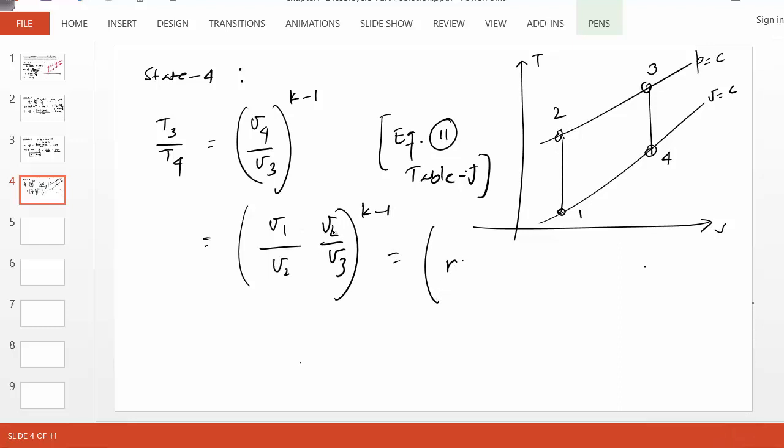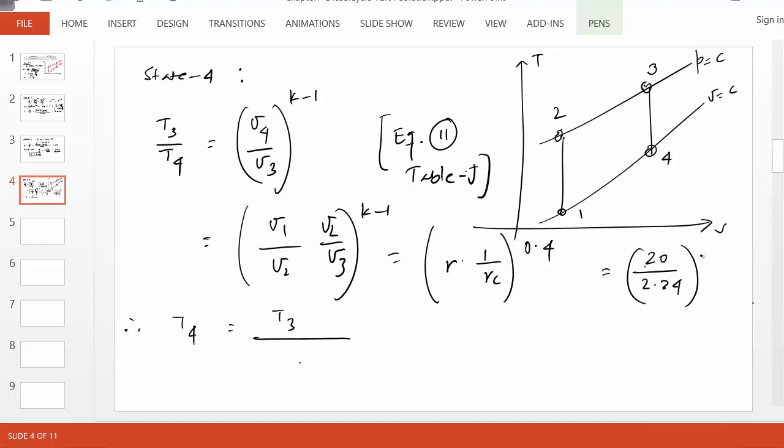And what is V3 over V2? That's the cutoff ratio. So it's 1 over RC to the 0.4. K is 1.4, minus 1 is 0.4. So therefore, T4 is T3 divided by R over RC. R is 20. Okay, this is 20 divided by 2.34 to the 0.4.